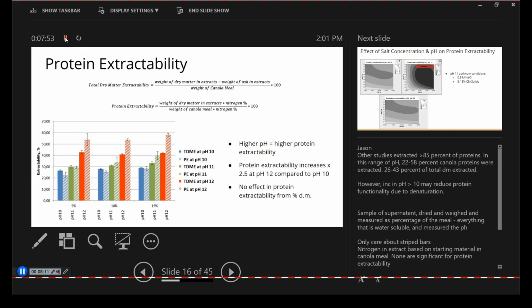So we can see that at a higher pH level, there's an increase in protein extractability. So there was about a 2.5 times increase from pH 10 to pH 12. However, there wasn't any effect in protein extractability for the total percent dry matter.